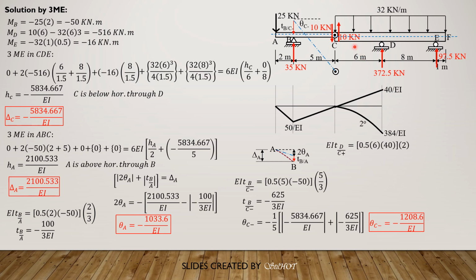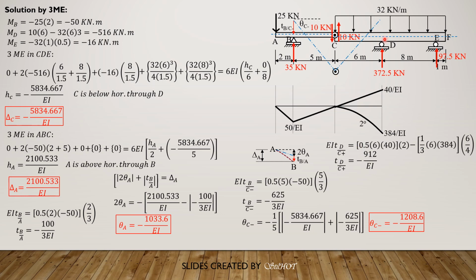Then let's get the deviation of D relative to the tangent at C just to the right. EI times the deviation of D relative to the tangent at C just to the right is the moment of the area between C plus and D with respect to D. So we have 1/2 of 6 times 40 over EI, moment arm is 1/3 of 6, which is 2. Then minus 1/3 of 6 times 384 over EI, moment arm is 6 over 4. So EI times the deviation of D relative to C plus is negative 912 over EI. So again, it is negative.